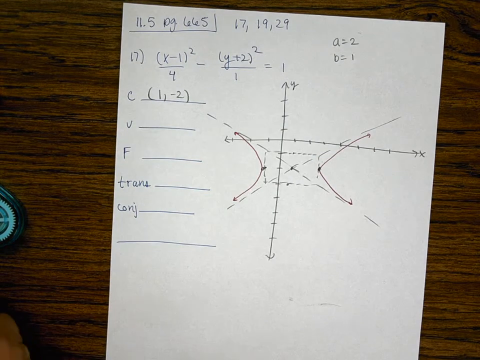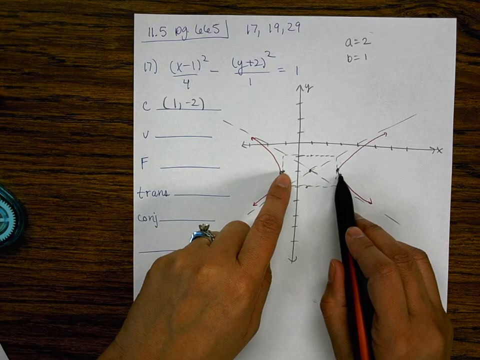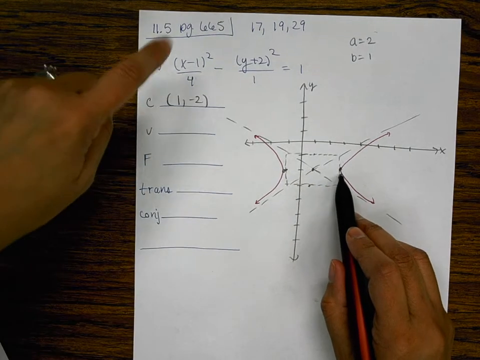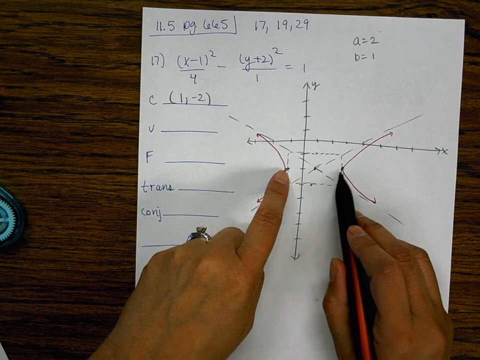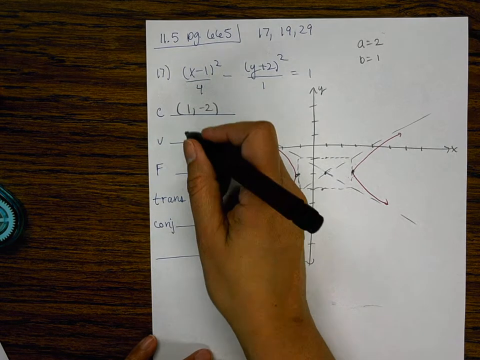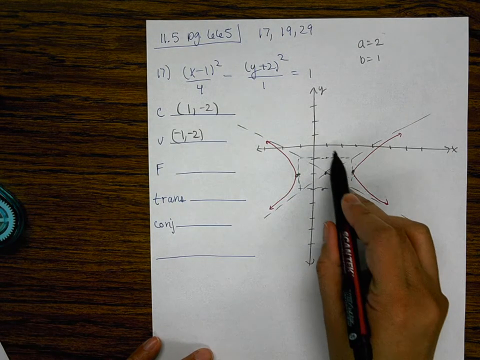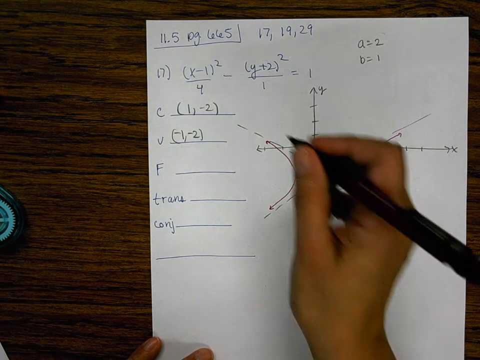Okay, so vertices are these 2 points here. Has nothing to do with which axis is bigger or smaller. It just depends on what comes first. Since X comes first, it's these two dots here, right and left. Okay, so that's negative 1, negative 2. And this one is 1, 2, 3, comma, negative 2.